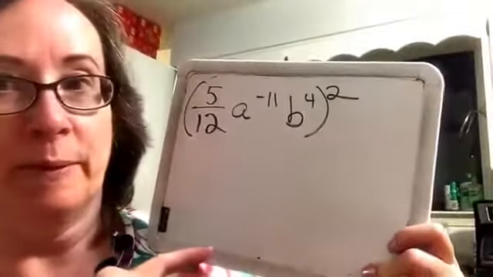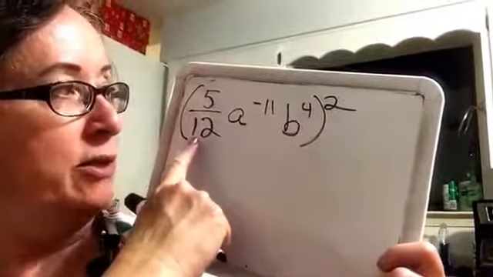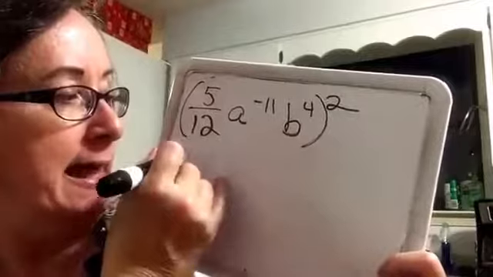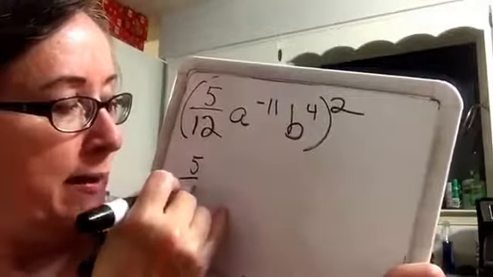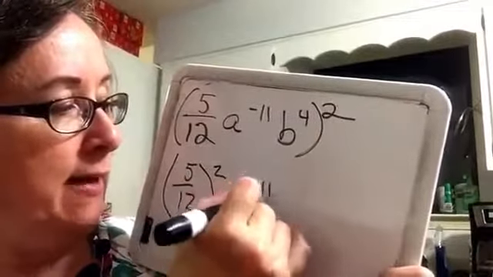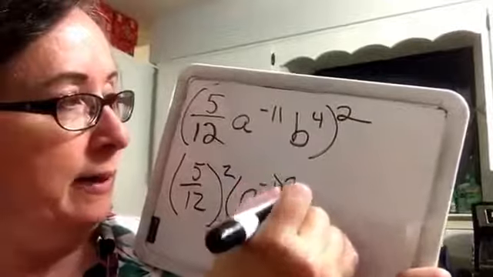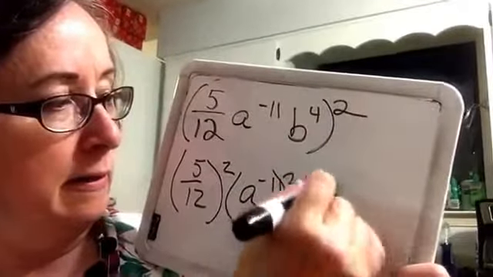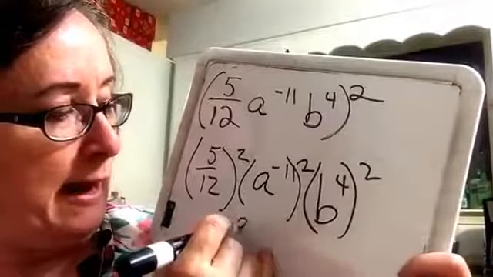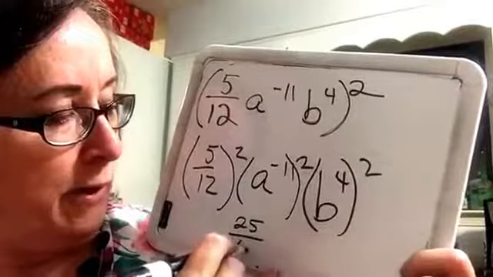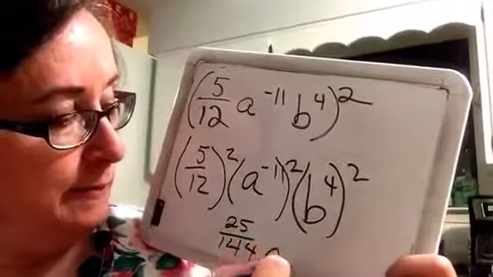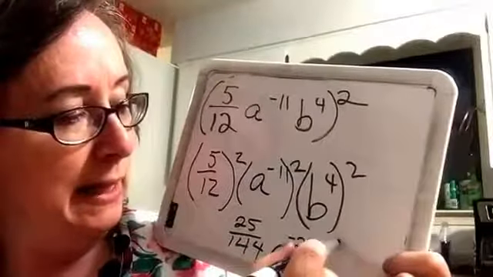All right, so now I have a little bit more room, and we're going to raise each part to the second power, and we're going to say 5/12 squared, a to the negative 11 squared, and b to the 4 squared. And this one is going to be 25 over 144 and a to the negative 22 and b to the 8.